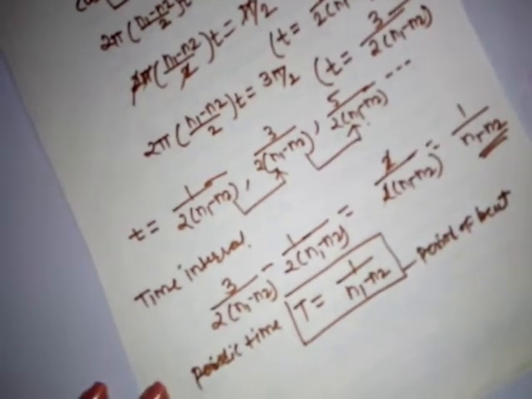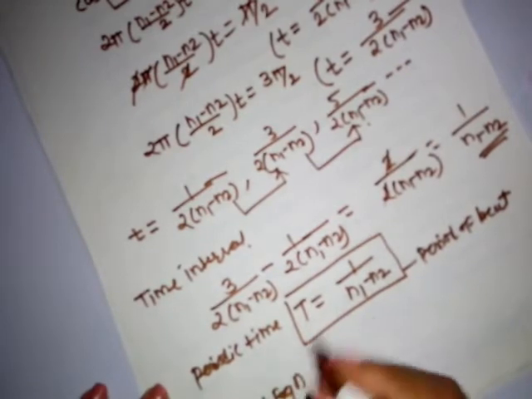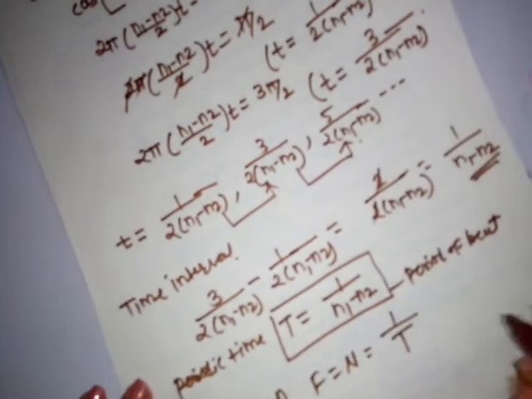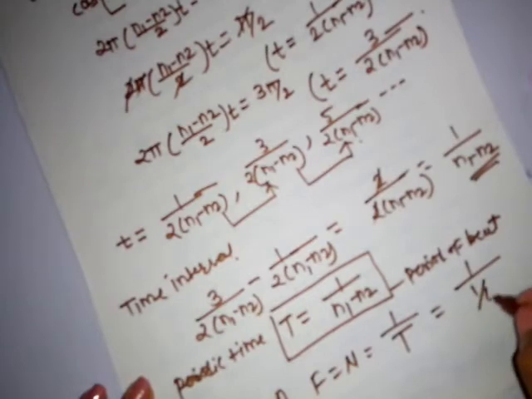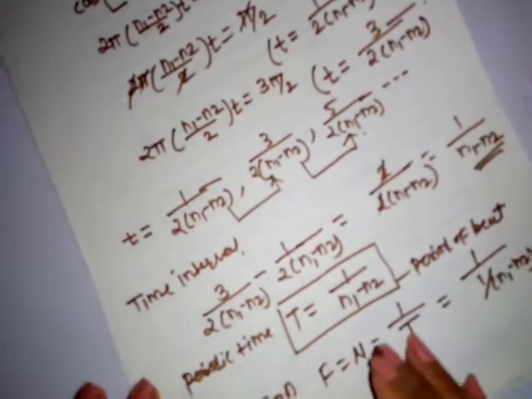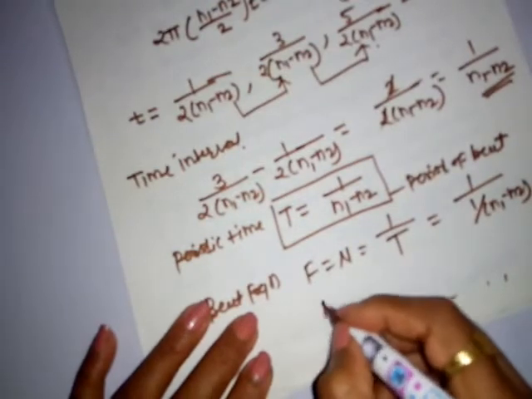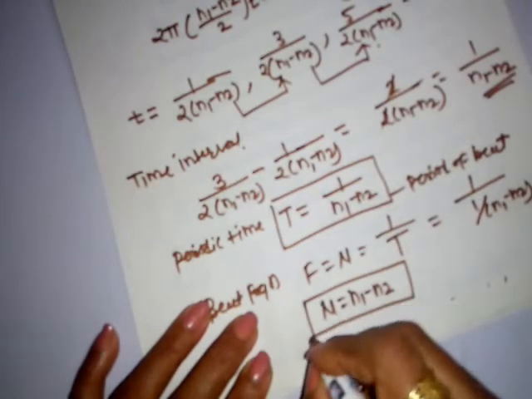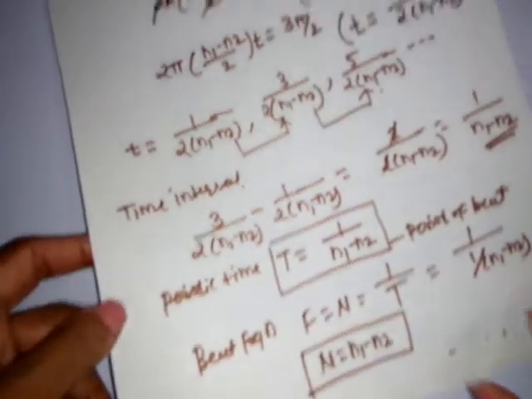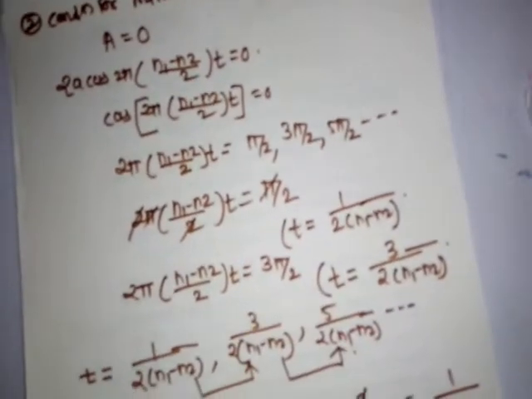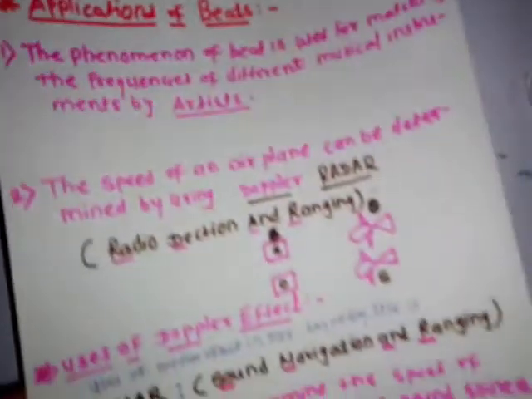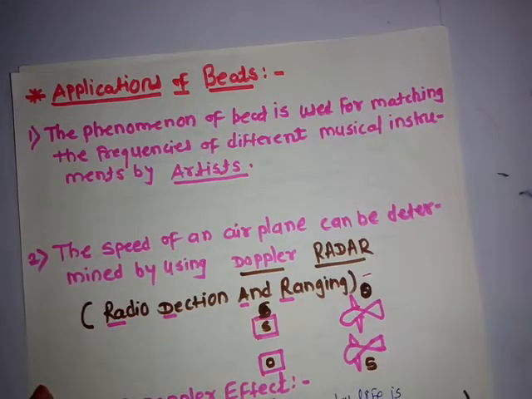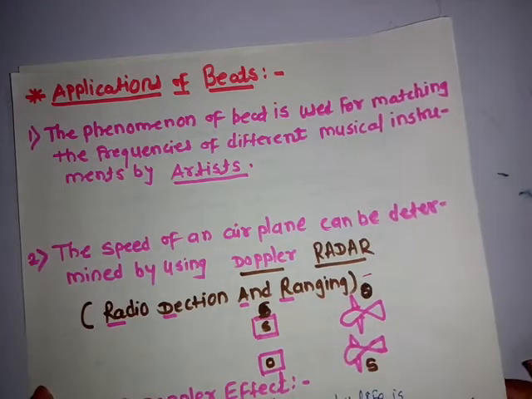Now for the beat frequency, n is nothing but the reciprocal of t, that is 1 upon 1 upon (n1 minus n2). Finally this value becomes n is equal to n1 minus n2. Now let us see the applications of beats. There are three important applications or uses of beats.